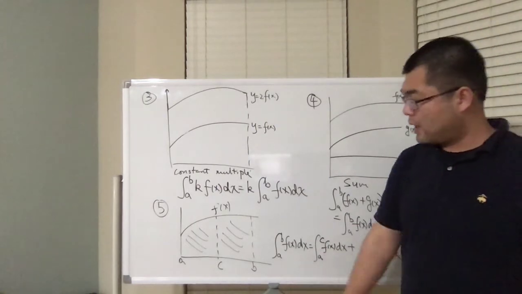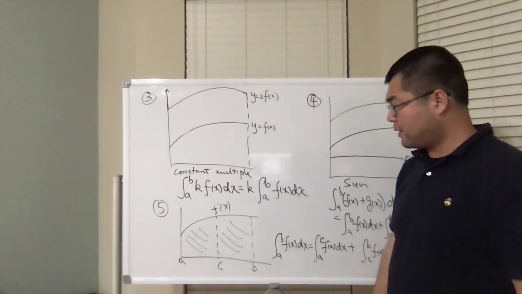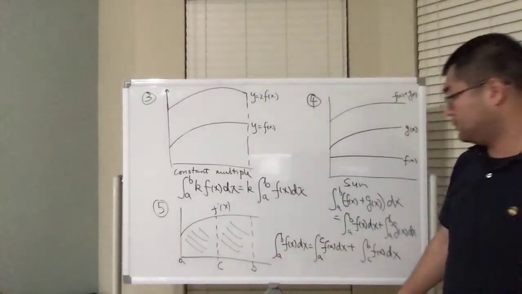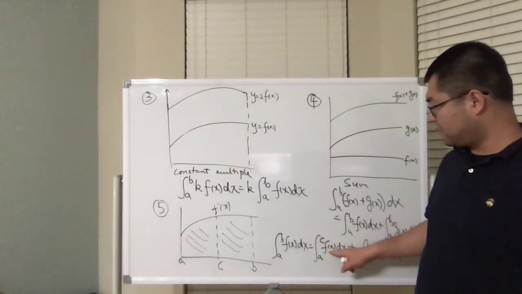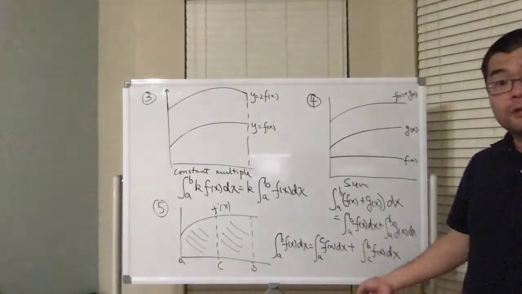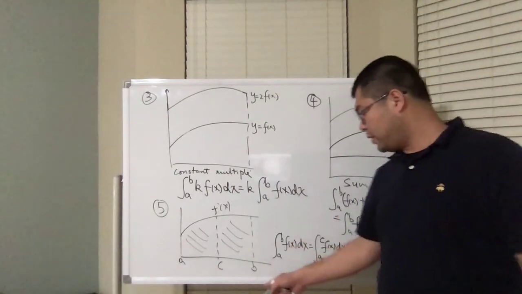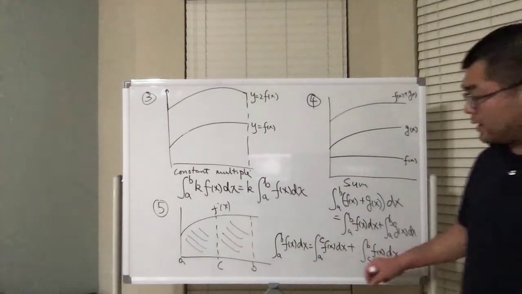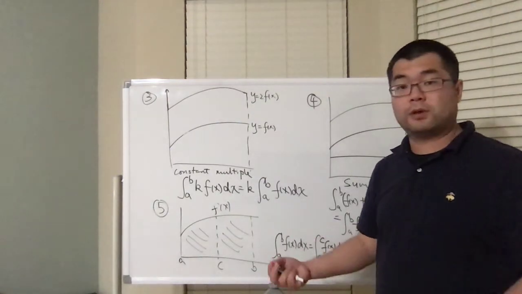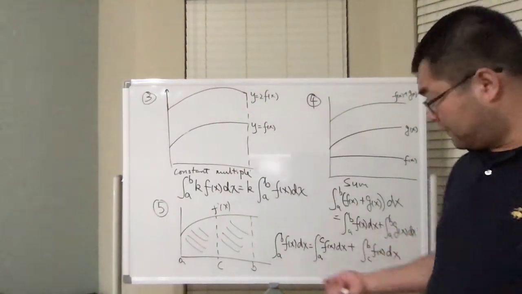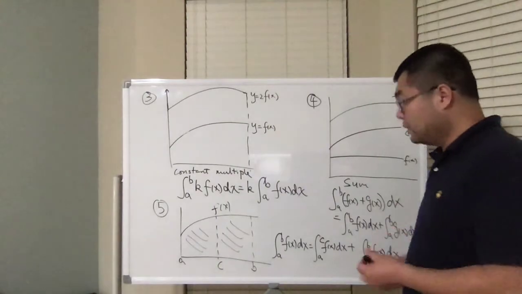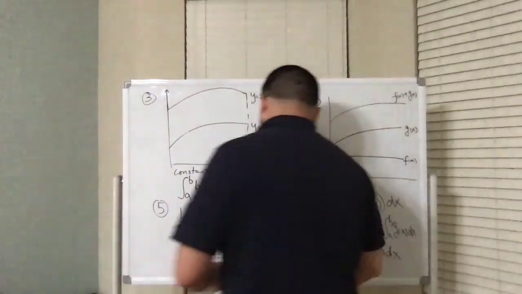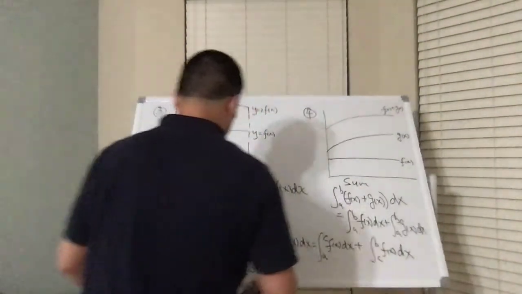And how do we describe the area from a to c? Well, the definite integral from a to c of f(x) dx. How do you describe the area from c to b? Integral from c to b of f(x) dx, right? So as you can see, this is what we call the additivity. All right, so now let's have 2 more properties.